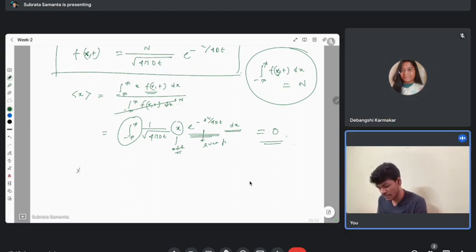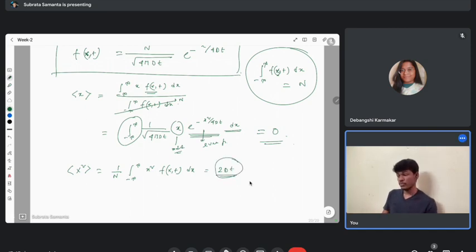Similarly, if you calculate the x square average, I am not going into this. Just calculate the same way. You have a 1 over a normalization factor, the integral from minus infinity to infinity of x square f of x,t dx. Okay, so you get 2 D t. That means the x square average is 2 D t.